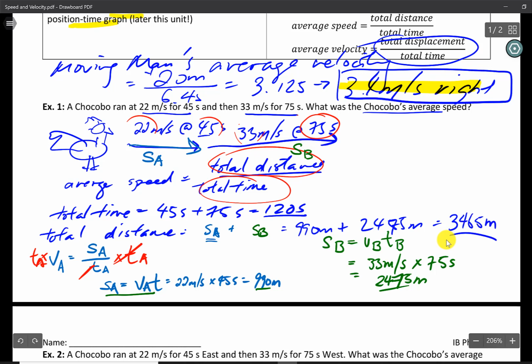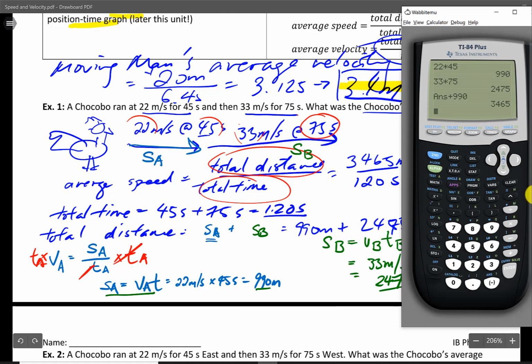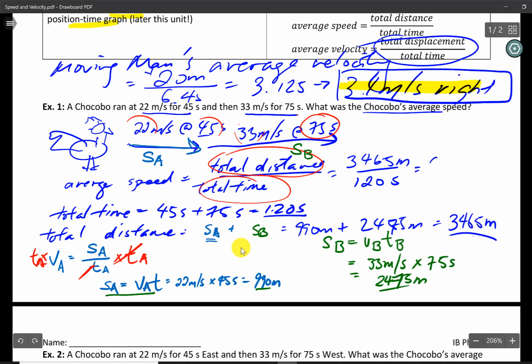That's our total. We have our total distance and our total time, so we can now calculate this. 3465 meters over 120 seconds. We get 28.875, or rounded to two significant figures, 29. And notice that since the question is asking for speed, I don't need to write a direction here.